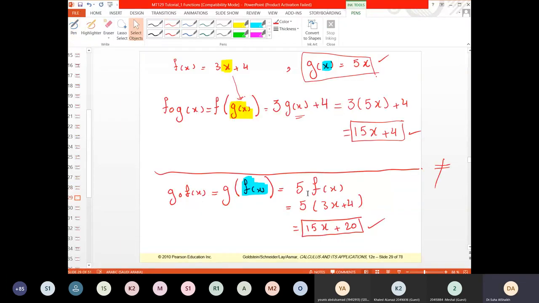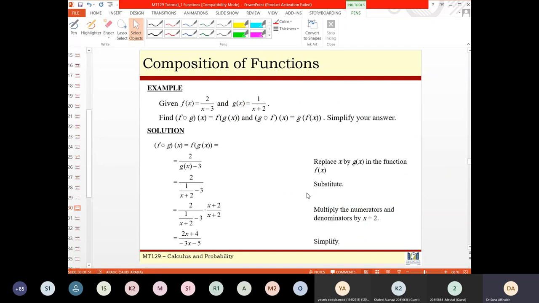So here they are giving you one example, the same two functions we worked with. The f of x equal to 2 over x minus 3 and the g of x equal to 1 over x plus 2. The same two functions we worked with before, when we did plus and minus, multiplication and division. We want to find f circle g, which is f of g, and we want to find g circle f, which is g of f, and simplify the answer as much as you can.